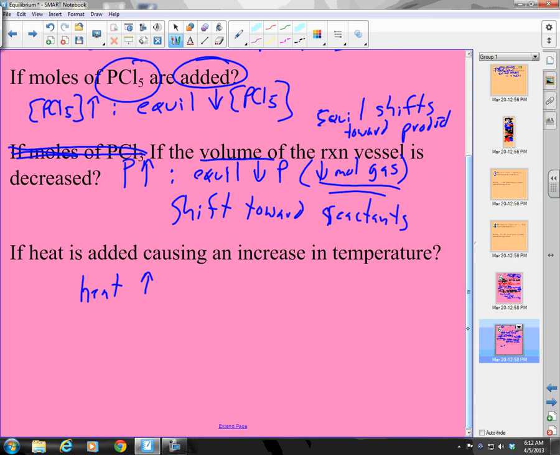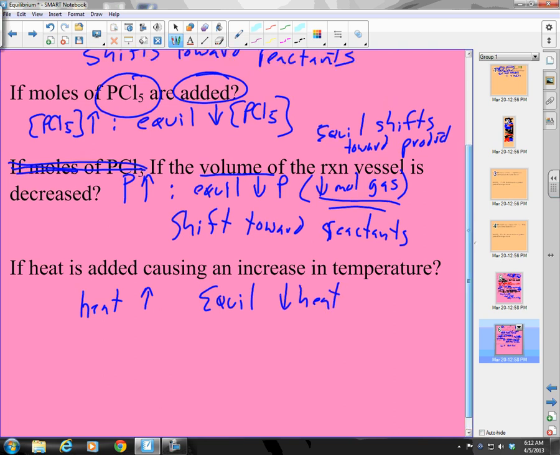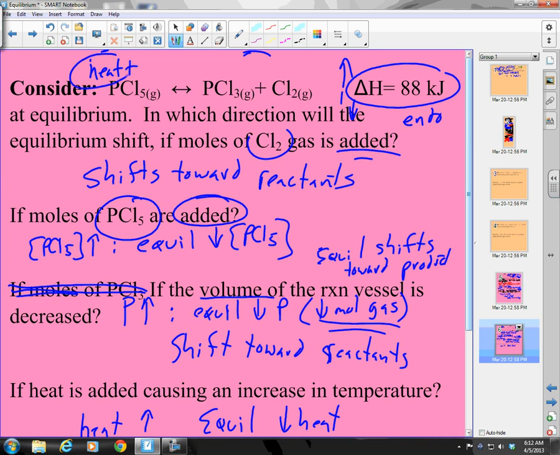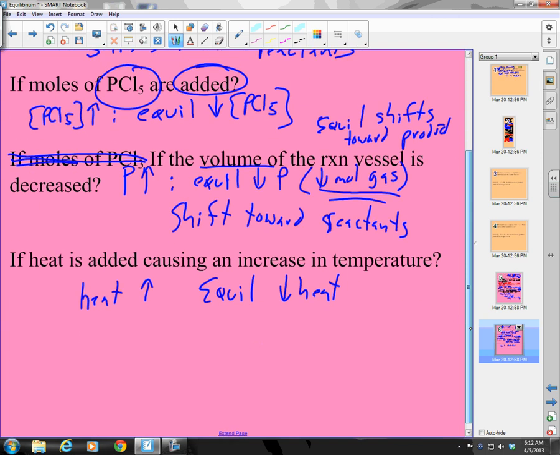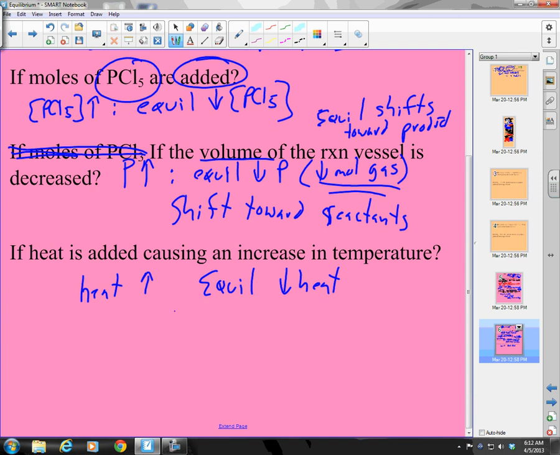If I increase my heat, then what does my equilibrium want to do? My equilibrium wants to decrease heat. How do I decrease heat? How do I bring this down? I have to use some of it, meaning I want my reaction to go from left to right. So for a period of time, my forward rate is greater than my reverse rate. And so that would mean my equilibrium shifts toward products.